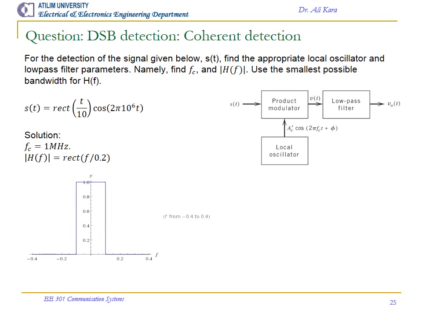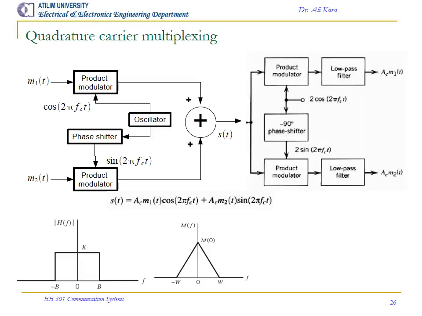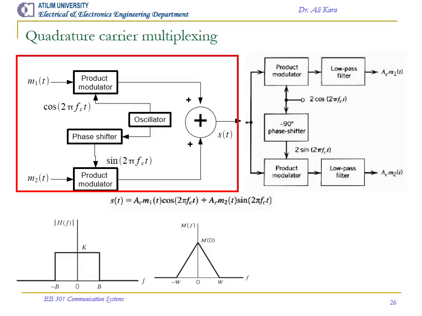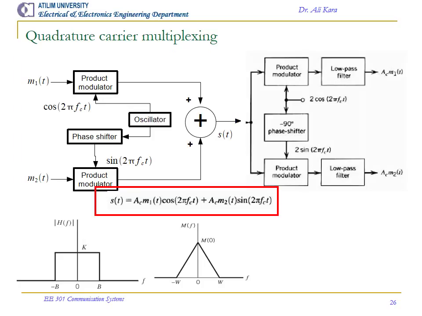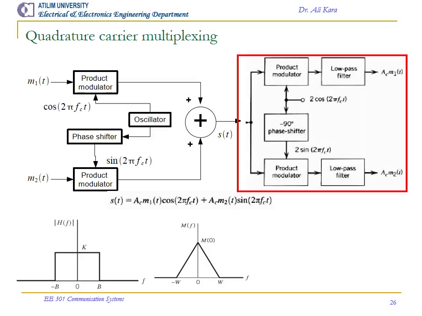Quadrature carrier multiplexing. It is possible to generate and send two independent message signals at once using this method. See that s(t) resulting from this operation is equal to Ac m1(t) times cosine 2 pi fc t plus Ac m2(t) times sine 2 pi fc t. Two terms in this summation are orthogonal to each other, one being in phase and the other in quadrature. Multiplexed signal s(t) can be decoded at the receiver side as follows.